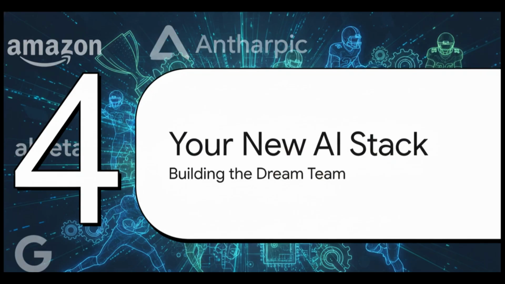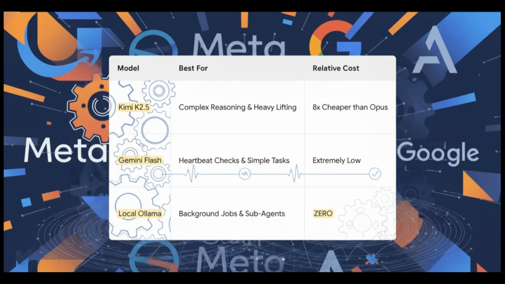Think of yourself as the general manager of a championship sports team. You wouldn't hire 12 star quarterbacks, right? Of course not. You need specialists for every single position. And here is your new starting lineup. For the heavy lifting, the really complex reasoning, you bring in your star player, Kimi K2.5. It performs at that elite frontier level, but get this, it's 8 times cheaper than a model like Opus.